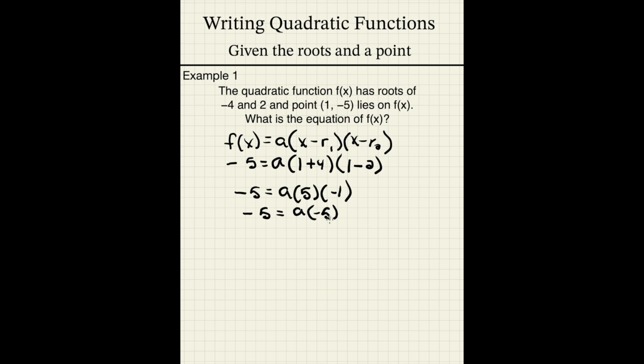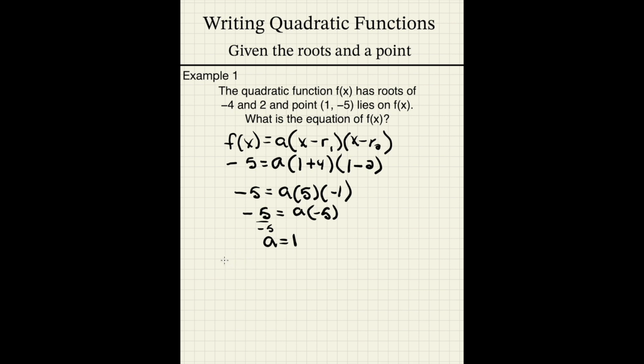So now when we want to get rid of this -5 to isolate the variable, we are going to divide both sides by -5. -5 divided by -5 is 1. So a equals 1. All right, now that we know what a is, we can write the equation.